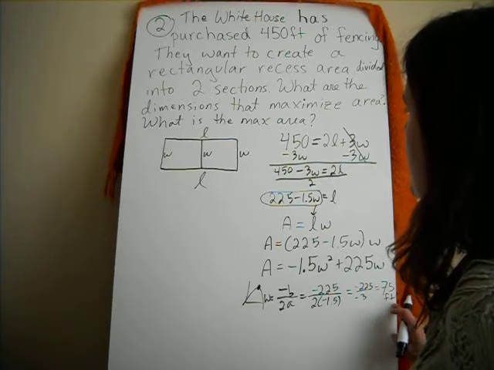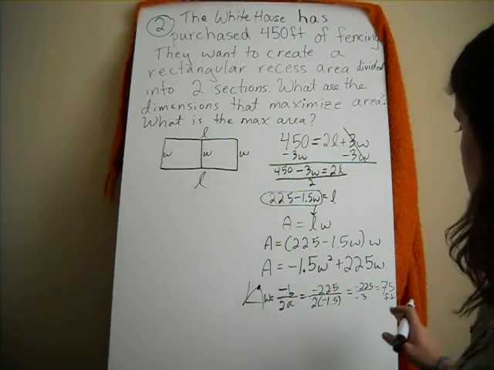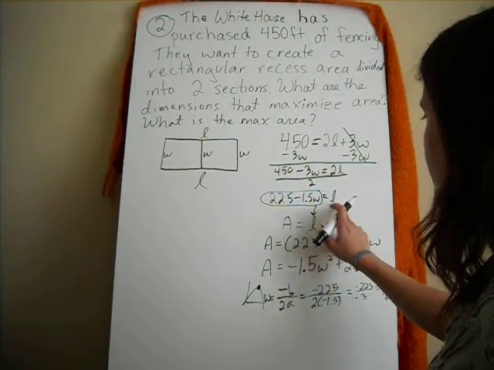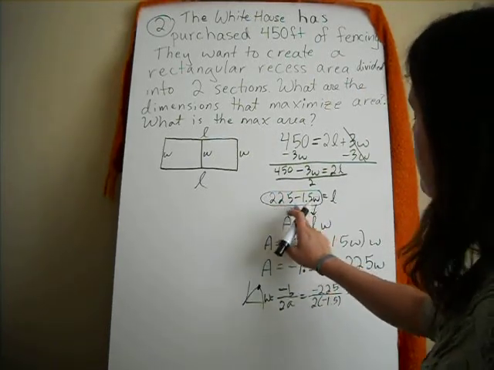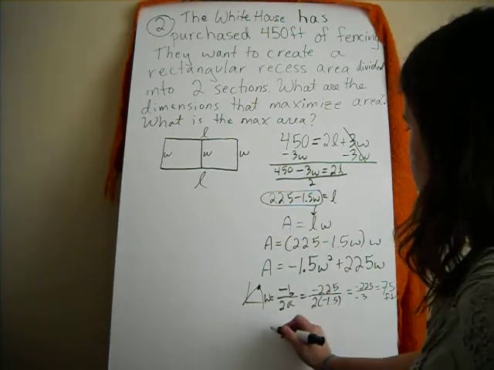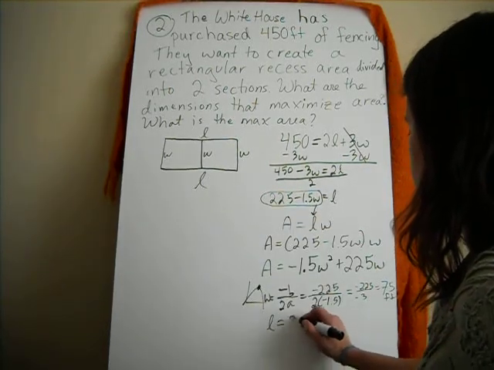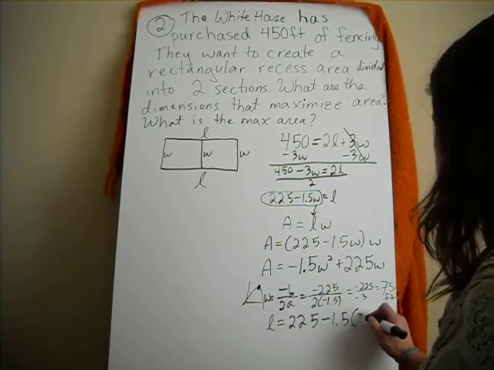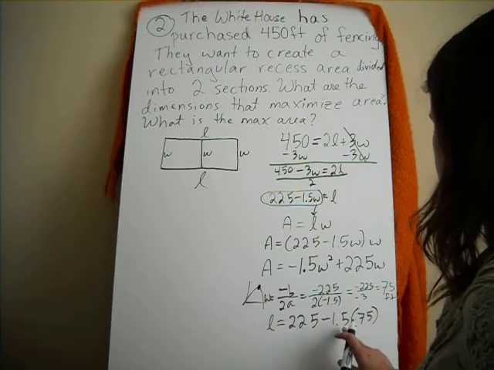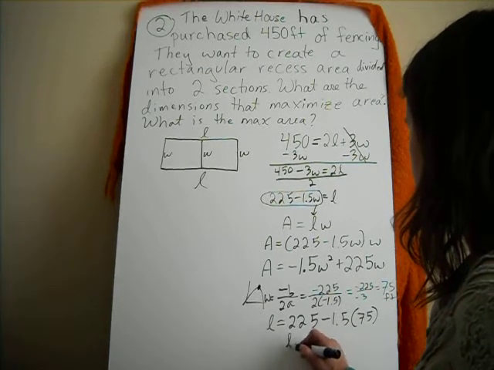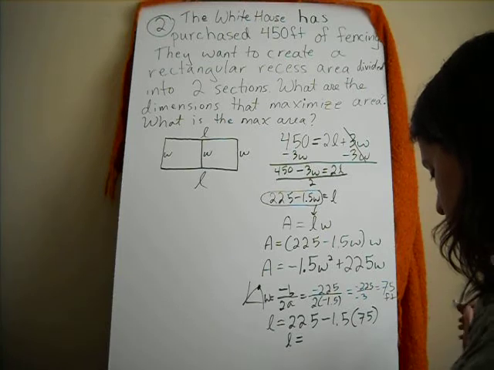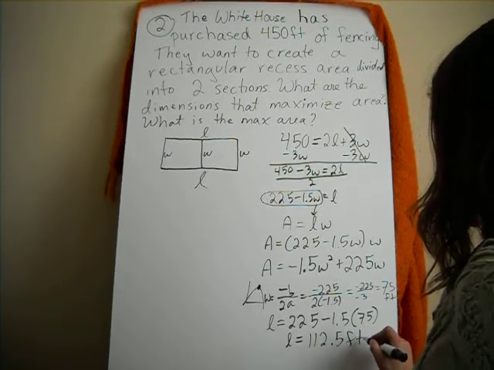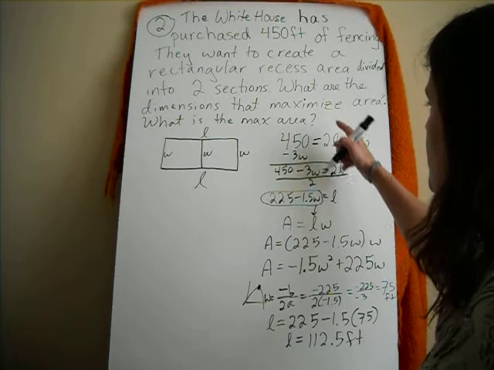But it doesn't just ask us for W, it wants the dimensions. Well, we have W. To find L, up here we know L is 225 minus 1.5W. So down here, I'm going to find L by substituting in 75 into this, and that gives us that the length is 112.5 feet. And then the other question asks, what is the max area?